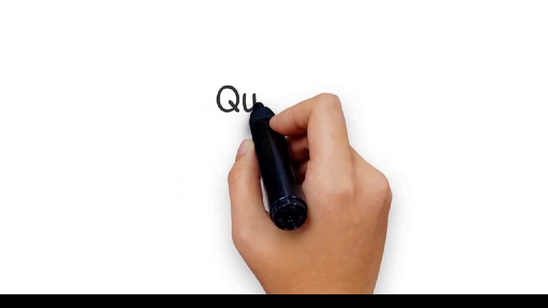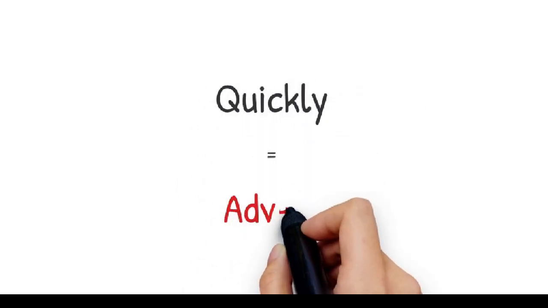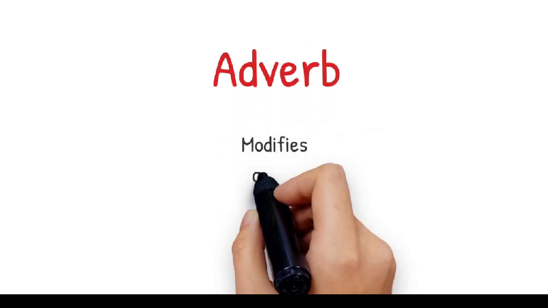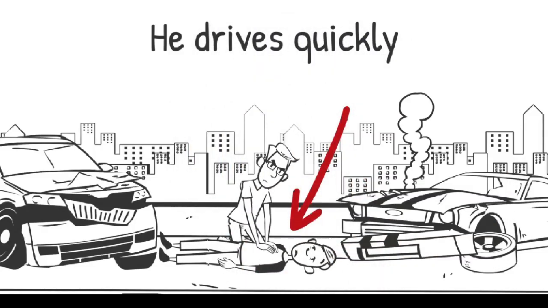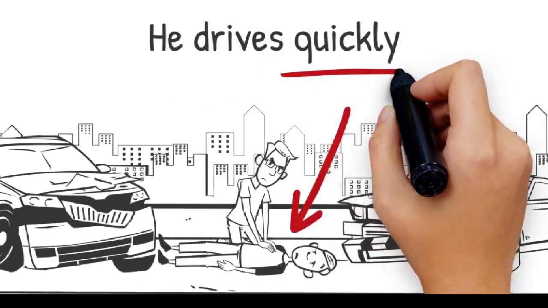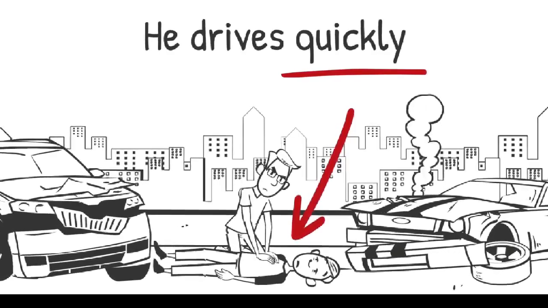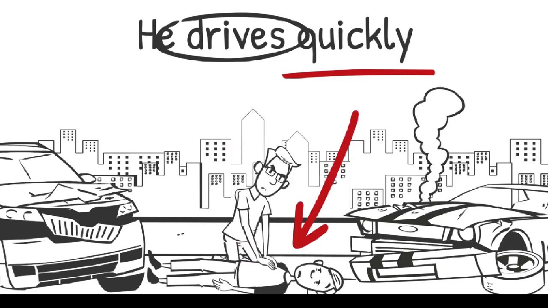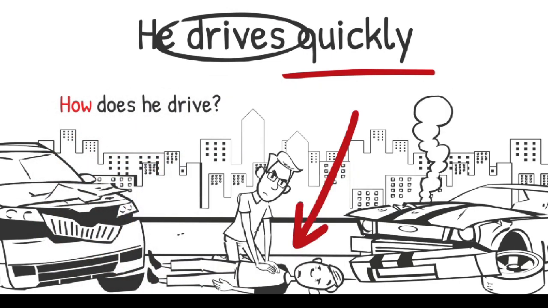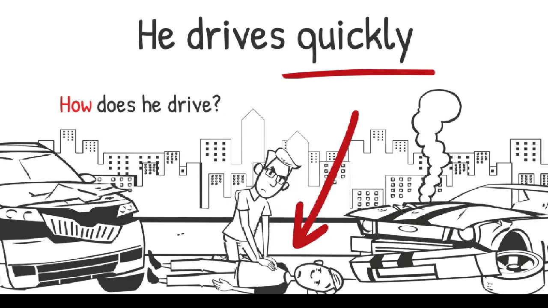The word quickly is an adverb. Adverb is the part of speech which modifies the meaning of a verb, an adjective, or an adverb. It answers the question how. For example, he drives quickly. The word quickly is an adverb. It modifies the verb drive. How does he drive? He drives quickly.